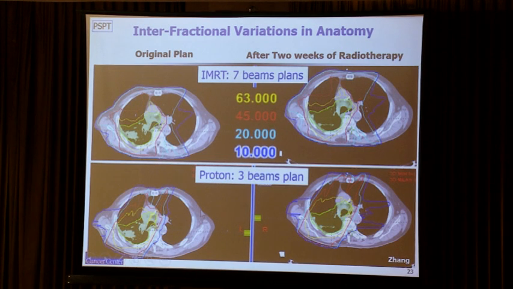Look at a proton dose distribution. Look at the red line here. This is the 45 gray line, I believe. And look at this one. You can see the beams are penetrating much further in. And you can look at the blue line, which is a lower dose here, 10 gray, but it is penetrating far into the opposite lung.